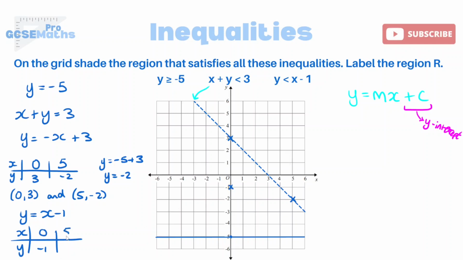So when x is 5, substitute that in. 5 minus 1, well, that's 4, isn't it? So my coordinate there is 5, 4. 5 along, 4 up here. And again, I'm going to use a dotted line because it's not equal to, it's just less than, isn't it?